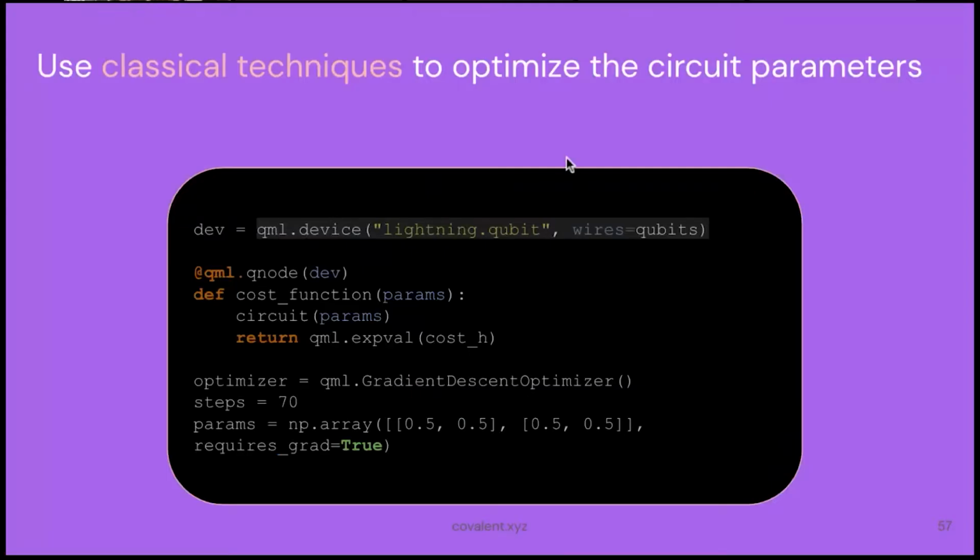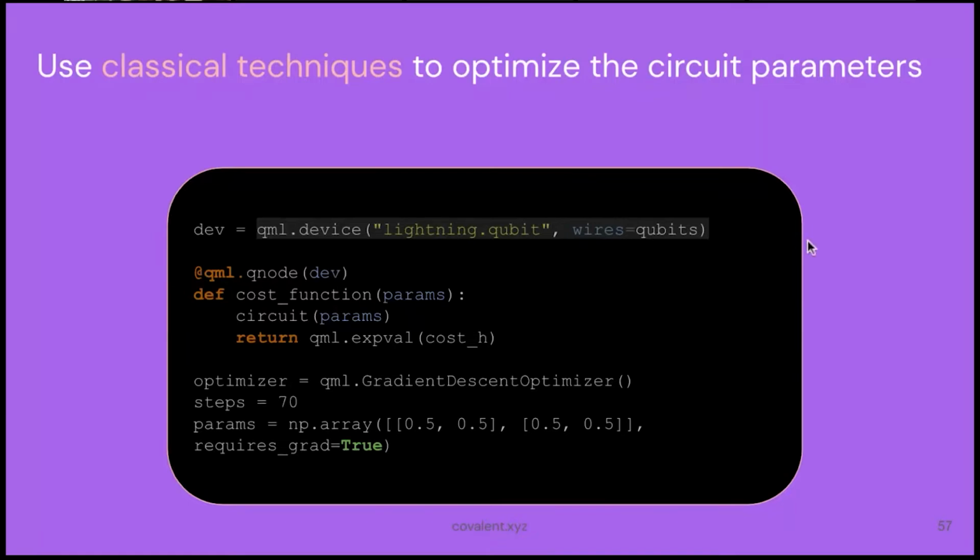So now we're using classical techniques to optimize the circuit parameters. So we can define our device. We use this lightning.qubit simulator. Wires is the number of qubits. We just have to use the decorator to specify which device or simulator we're using.